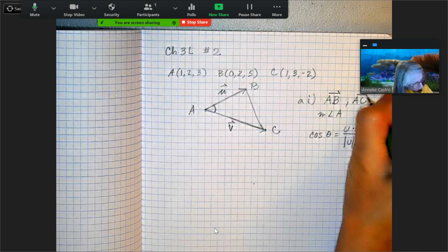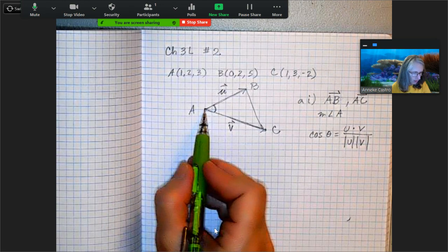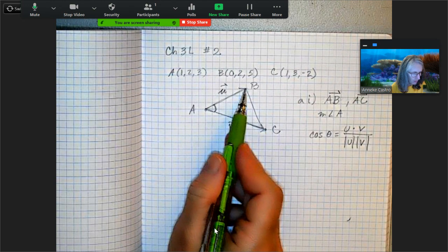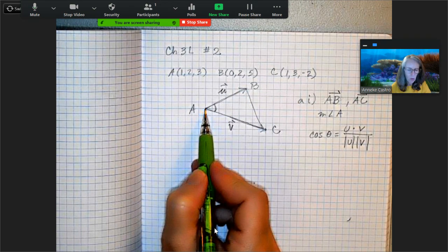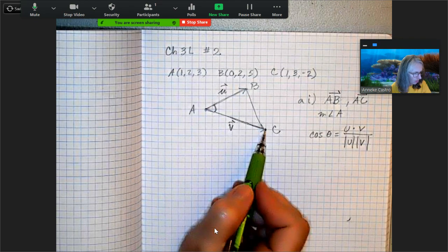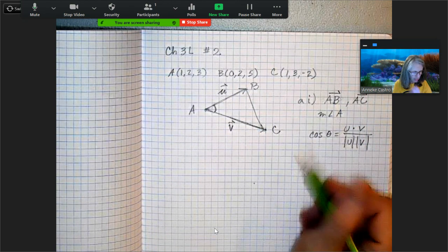Remember, when you are trying to find the angle between 2 vectors, it has to be where their tails are, not where the heads are. Not where the pointy parts are, but where they started. That's where the angle is going to be, so you have to make sure they're going away from the angle. AB is going away from the angle, and so is AC. So that's how you get the answer to A-I.